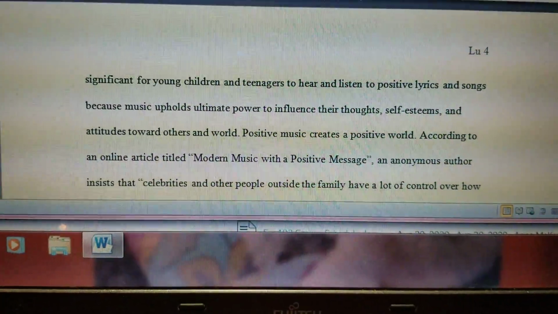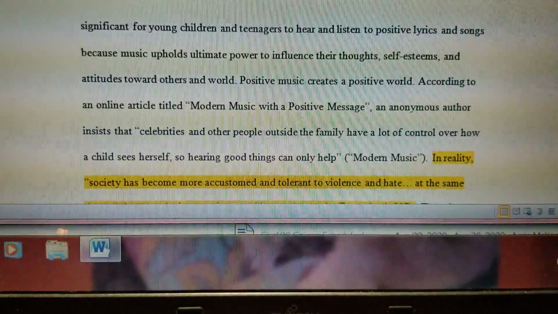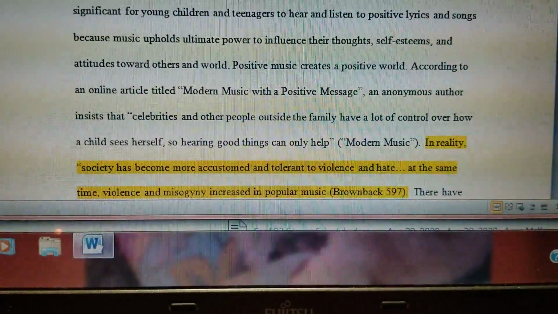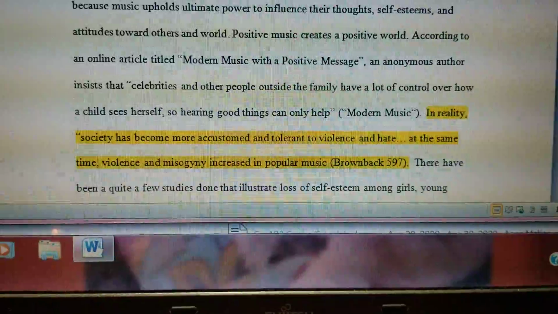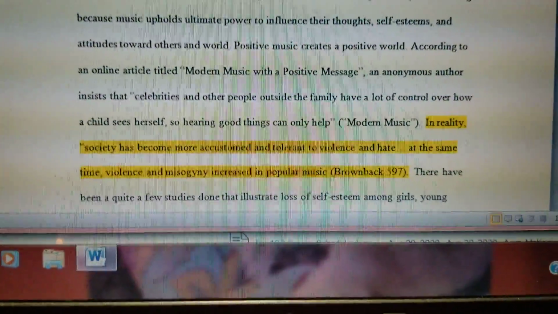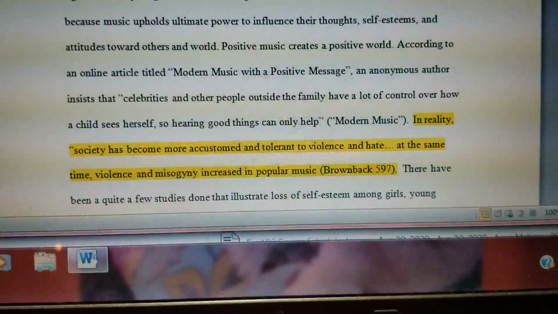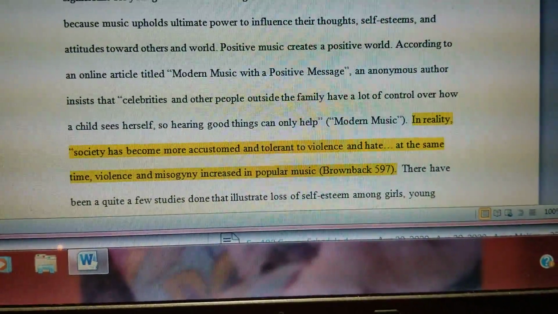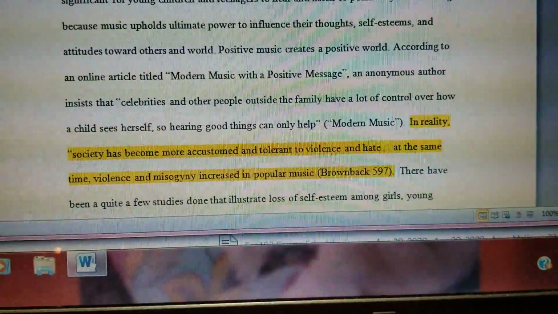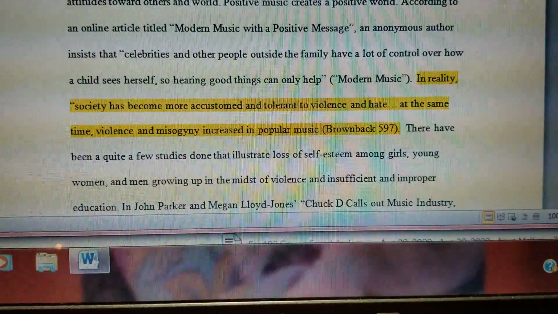It's important for young children and teenagers to hear and listen to positive lyrics. She brings up an excellent outside source called Modern Music with a Positive Message. And some of you mentioned in your discussion board comments that there is positive rap and hip-hop music out there. An anonymous author insists that, quote, celebrities and other people outside of the family have a lot of control over how a child sees herself, so hearing good things can only help.